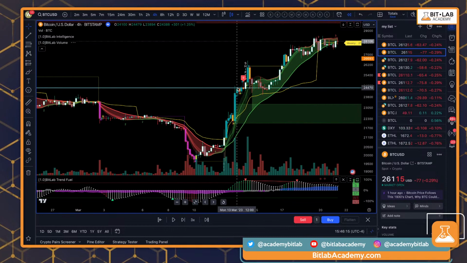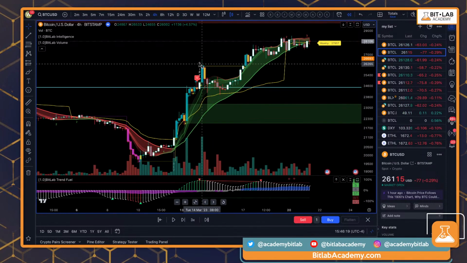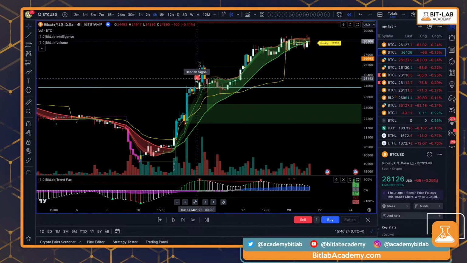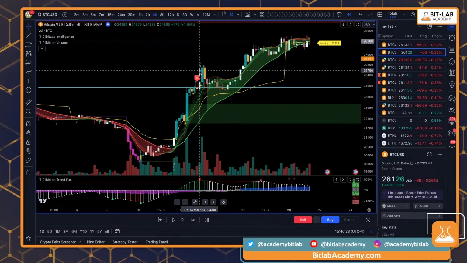Similarly, right here, price is moving up. Price is moving up. We get the trend shift to the downside. We have a bearish signal right here. So if you had taken this long, this may be a place to ladder a portion of your long out.